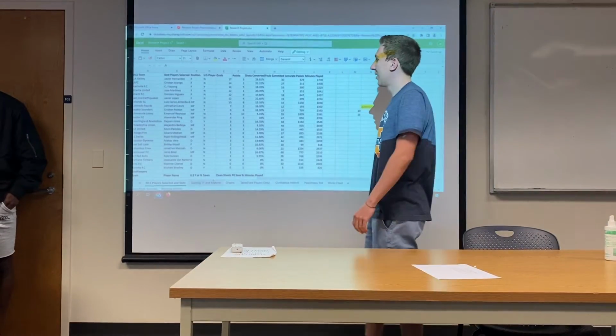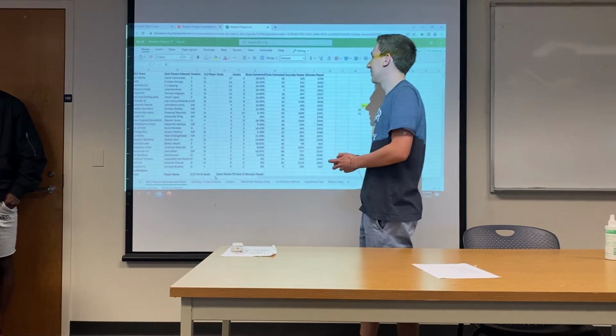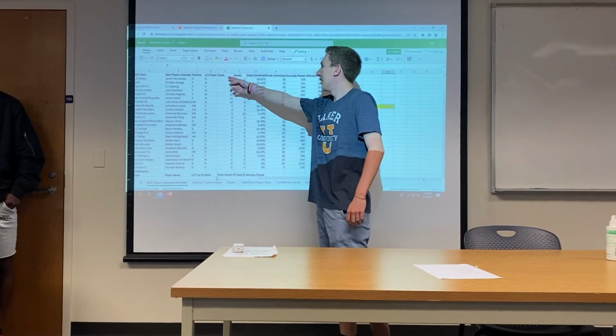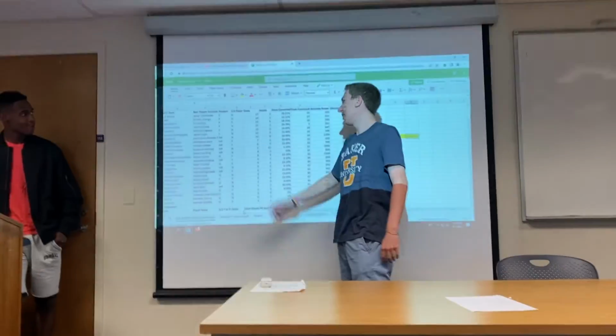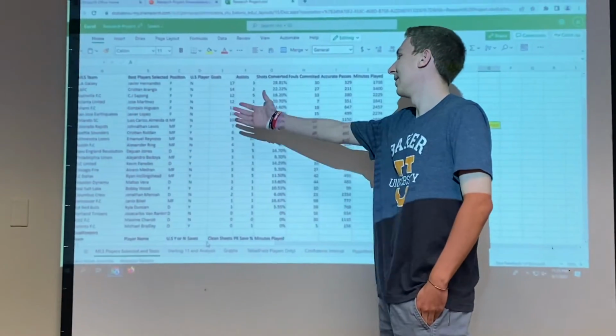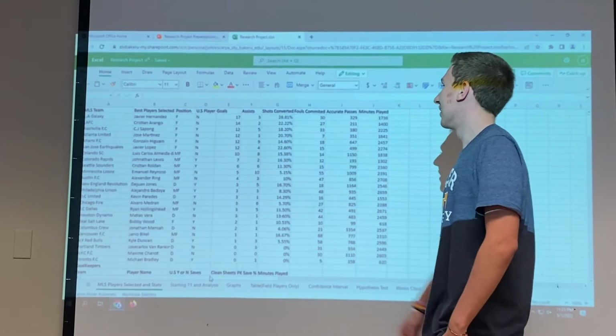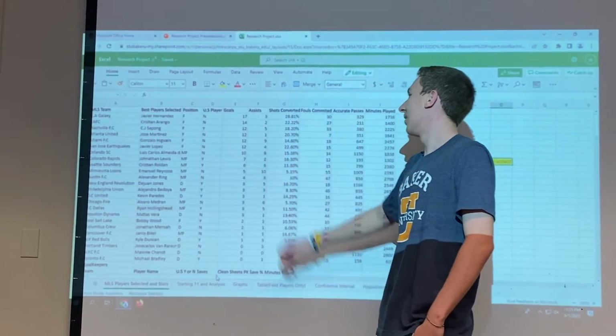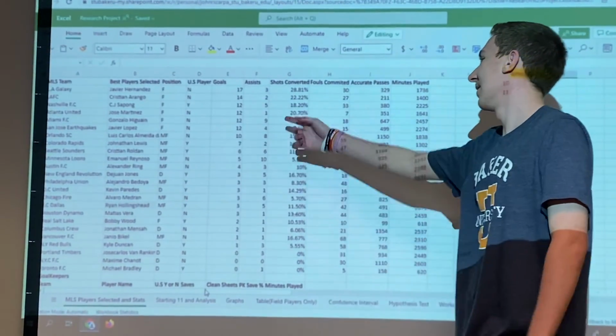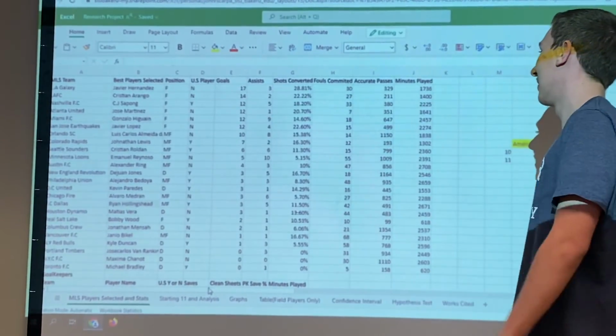So here we have our forwards, and as you can see, the yes or no was if they were US or not. You can see the majority of them are foreign. And then statistically, the best forward for the US was CJ Sapong, who was third among the rest of them, who statistically did better than him.